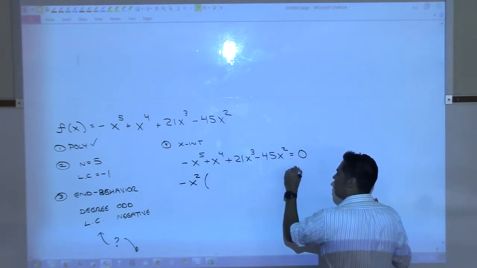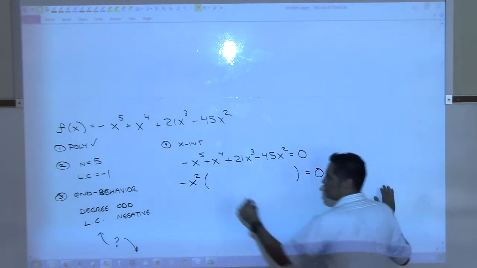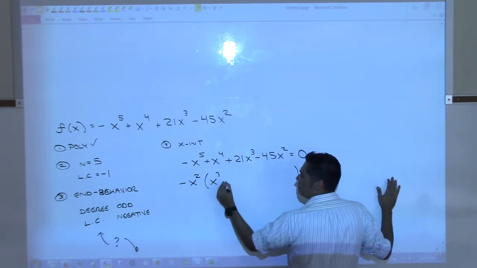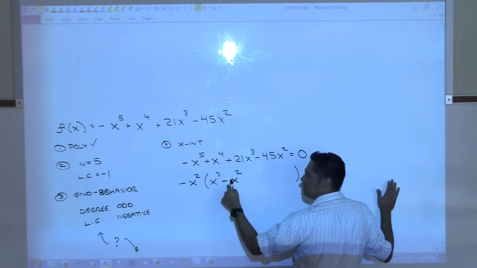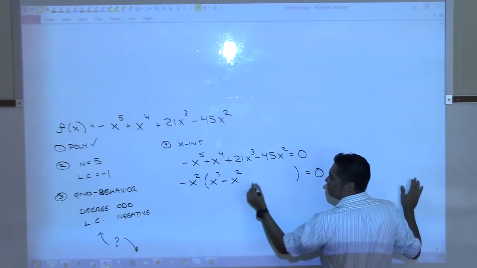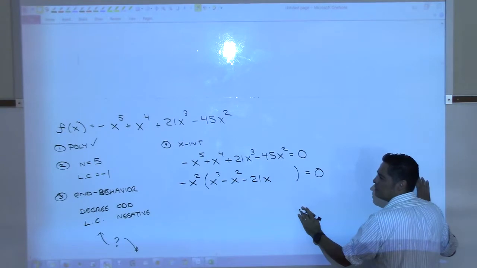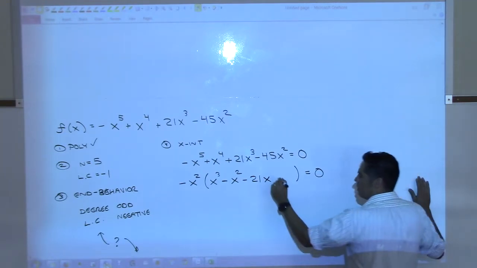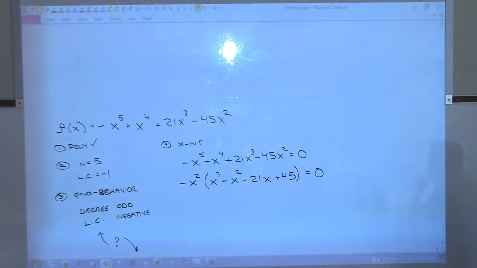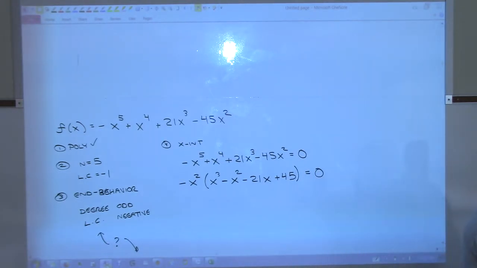And then, David, if I do that, what would still be here if you pull a negative x squared out? x to the third, but positive, right? And then instead of x to the fourth, it'll be minus x squared, right? Because we need the negative and negative to become the positive. And then instead of 21x cubed, we have minus 21x. And then finally, plus 45, right? Okay. Is everyone with us? Okay.